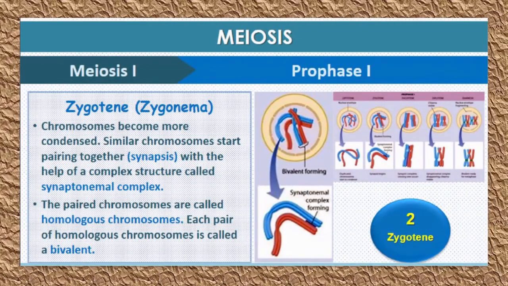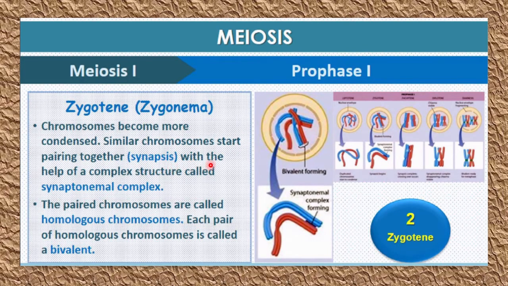As the leptotene phase finishes, prophase 1 will proceed towards the next phase, that is the zygotene phase, and the zygotene phase will be initiated. Zygotene phase is also called the zygonema phase. So what happens during that phase? Let me explain. Chromosomes become more condensed. If you compare it with leptotene, the chromosomes will appear more condensed. Another very important phenomenon observed is that similar chromosomes, of similar length and similar look, will start pairing together, and that is called homologous chromosome pairing. This phenomenon of pairing of similar chromosomes is called synapsis.